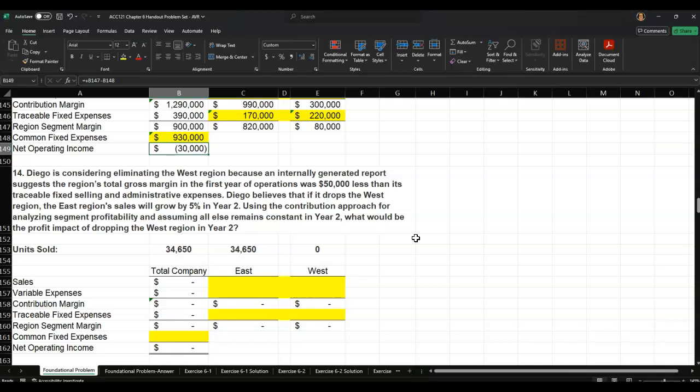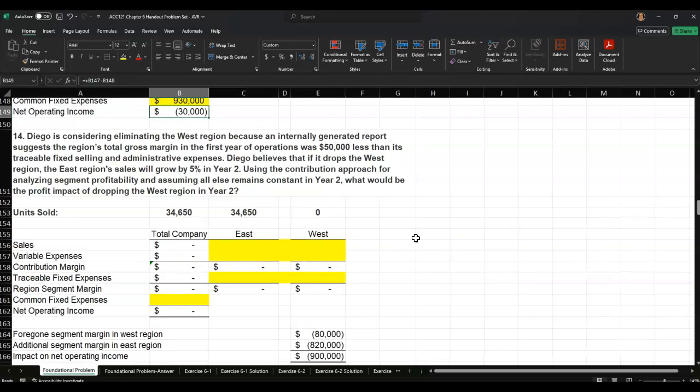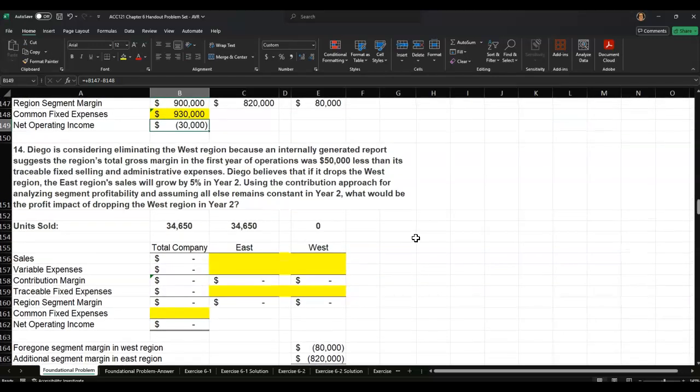Using the contribution approach for analyzing segment profitability and assuming all else remains constant in year 2, what would be the profit impact of dropping the West region in year 2? Okay, so again, we've got 0 here, right? So 0 would be the sales. We wouldn't have any fixed expenses, and we wouldn't have any traceable expenses to actually send to that region, right? So the only thing that we would have is the East region, okay?